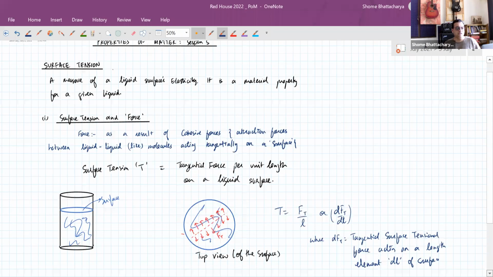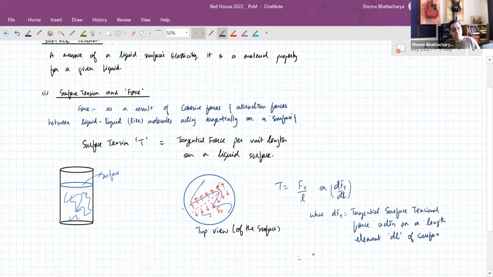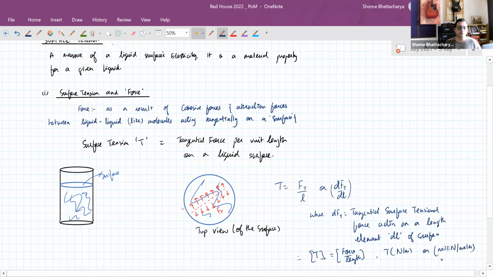Okay, so from this now we can understand that surface tension has dimension of force per unit length, and surface tension is measured in Newton per meter, or more commonly it is measured in millinewtons per meter. So that is like a common unit of surface tension.